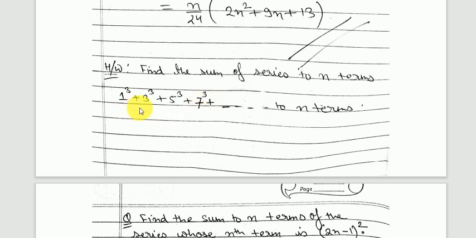But if you observe, these terms are following some rule. Like here this 3, this is the second term, so I can write 2 into 2 minus 1 whole cube. Yes, 2 into 2 minus 1 cube, that means 3 cube. 2 into 3 minus 1 whole cube, so 6 minus 1, 5 whole cube. 2 into 4 minus 1 whole cube, that means 7 cube. So here the nth term is nothing but 2n minus 1 whole cube. So try by yourself.